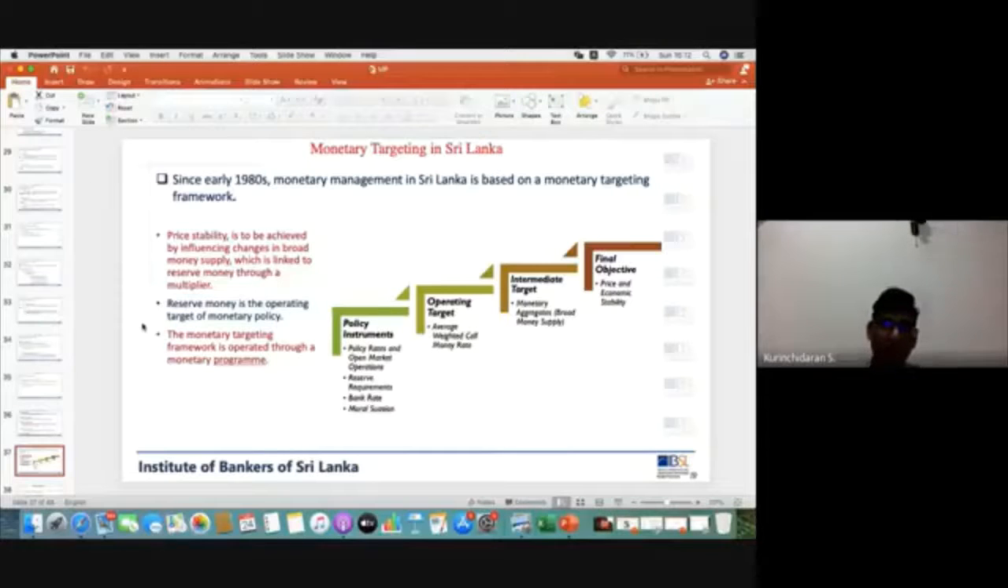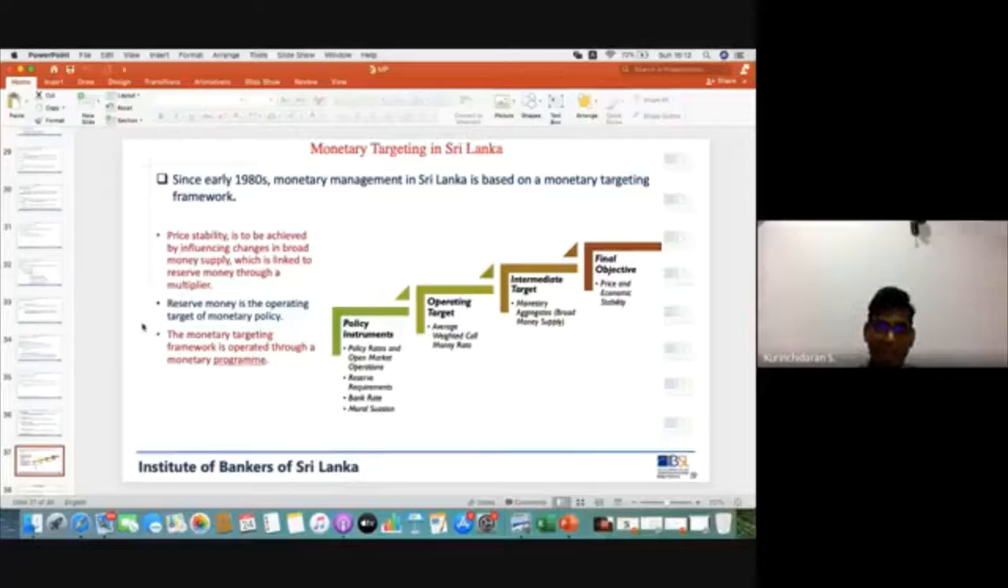So I will come from the top to the bottom. In Sri Lanka, the final objective, as I discussed earlier, is price and economic stability. So for monetary policy, what are the intermediate targets? They try to achieve monetary aggregates, that means broad money supply.